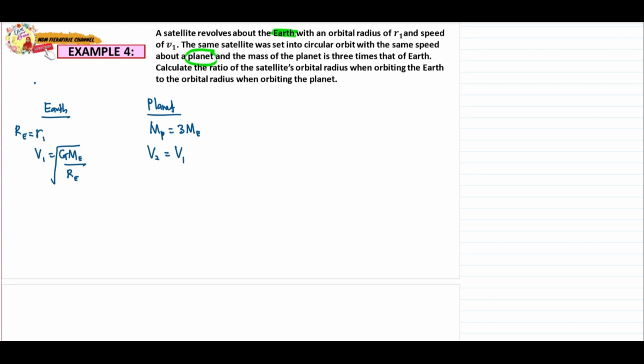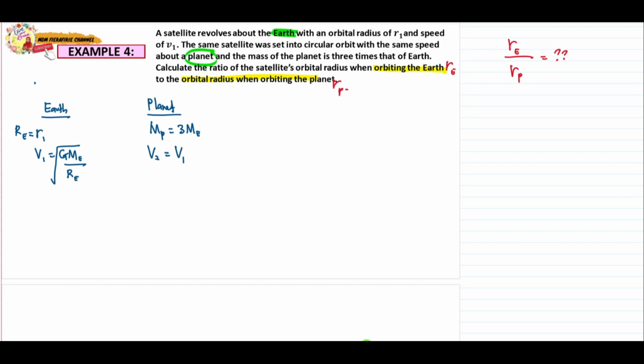So look at the question. Calculate the ratio of the satellite's orbital radius when orbiting the Earth, RE, to the orbital radius when orbiting the planet. Read the question carefully, it asks for the ratio. We want to calculate the ratio of the satellite's orbital radius to the orbital radius when the satellite is orbiting the planet. This is what we want to find.